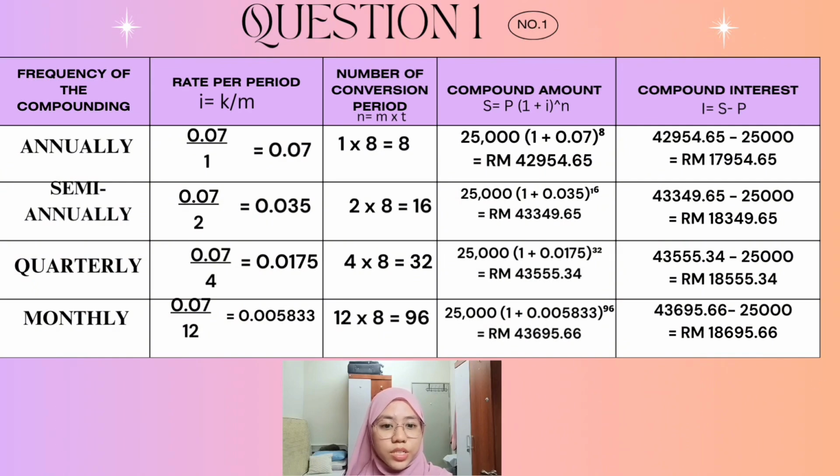For semi-annually, we will change the frequency to 2 and we will get the compound amount RM43,349.65. And for compound interest, RM18,349.65. And for quarterly, we will change the frequency to 4. We will get the compound amount RM43,555.34. Compound interest RM18,555.34. For monthly, we will change the frequency to 12 and you will get the compound amount RM43,695.66. And for compound interest RM18,695.66.